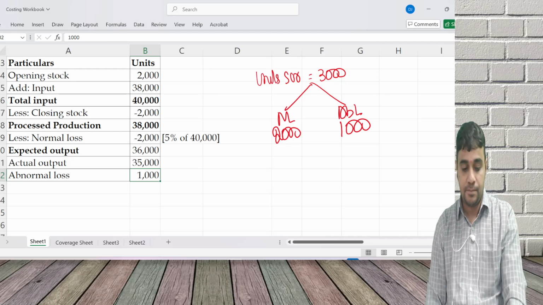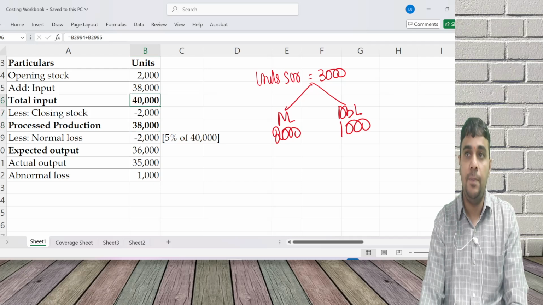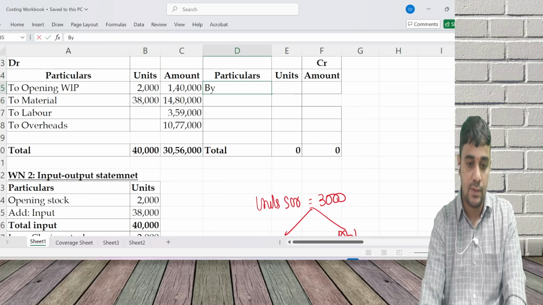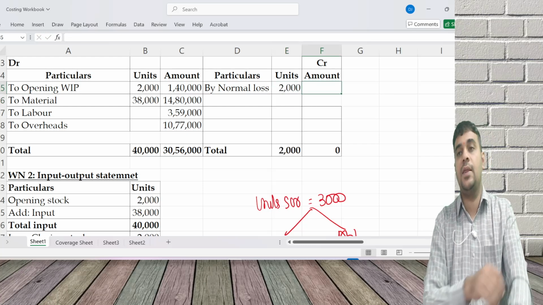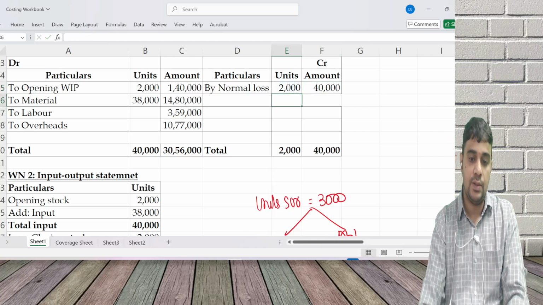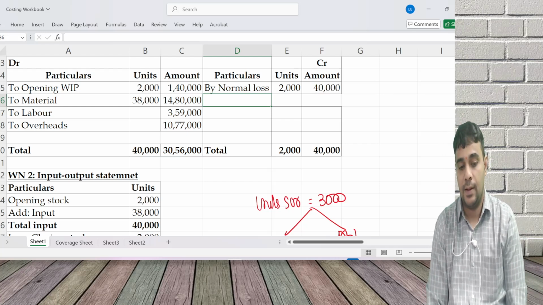Can you proceed? Done till this. We go up. By normal loss 2000, some value is given in the question, realizable value, into 20. By normal loss 2000 into 20.